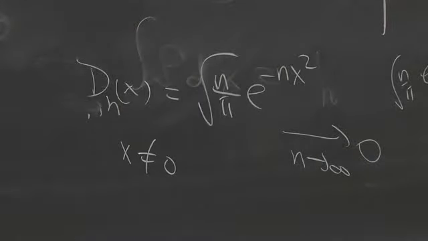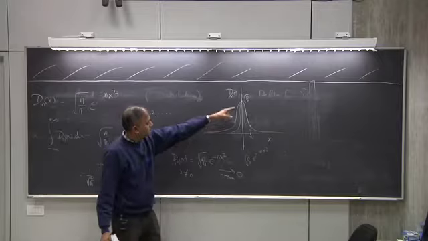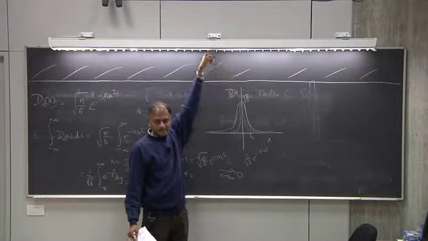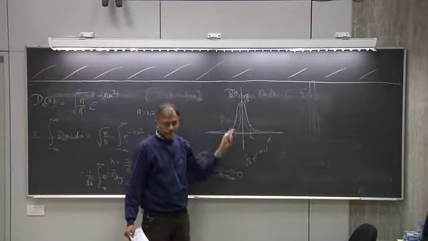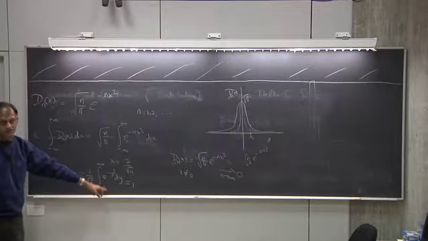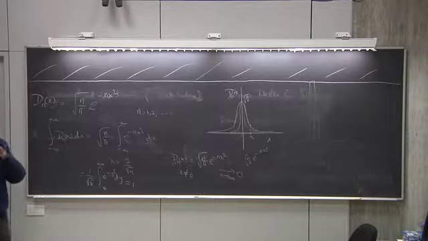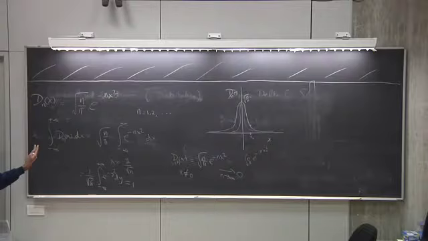So indeed, this sequence of functions has the right property that we want for the delta function. For any non-zero x, the limit is 0. And for x equal to 0, of course, it blows up, because the exponential is just 1 and you have root n by pi, which increases with n, but in such a way that the total area remains the same. The integral of dn of x is always equal to 1, no matter what the value of n is. So this is a good representation of the Dirac delta function. It becomes a better and better approximation as you increase n.